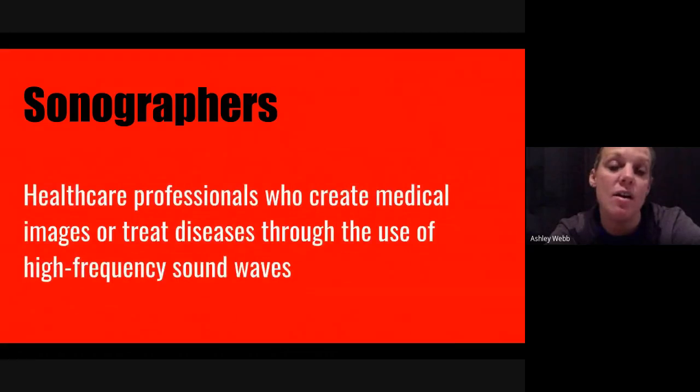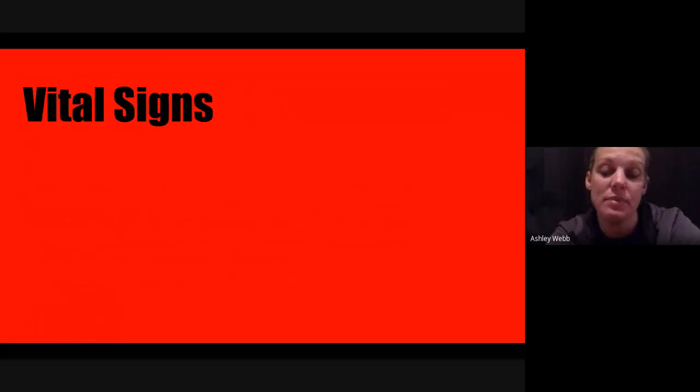Sonographer. Okay, they are creating medical images or treating diseases through the use of sound waves. So, some examples of that we're going to get into later might be the tech that uses the ultrasound waves or the sound waves to see images of a baby while the mother is pregnant. Okay, that would be an example.